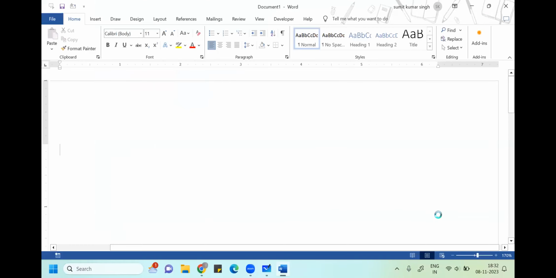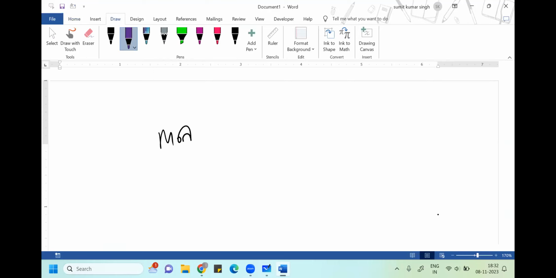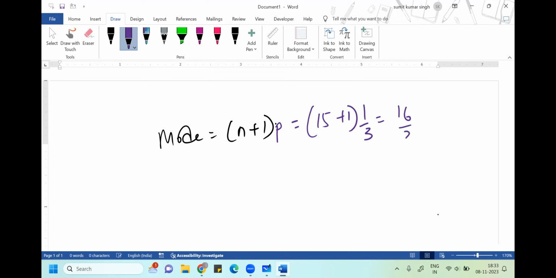So here when we talk about mode, the formula of mode is (n plus 1) into p. So here your n is 15, and your p is 1 by 3. So 15 plus 1 into 1 by 3, you'll get 16 by 3. 16 by 3 is 5.3333. So we have to consider only the integral value here. So the mode of the binomial distribution will be 5.